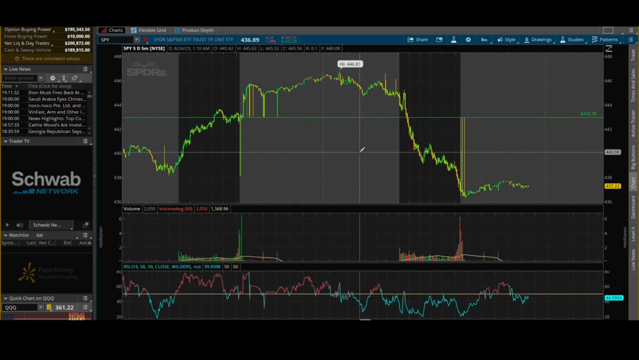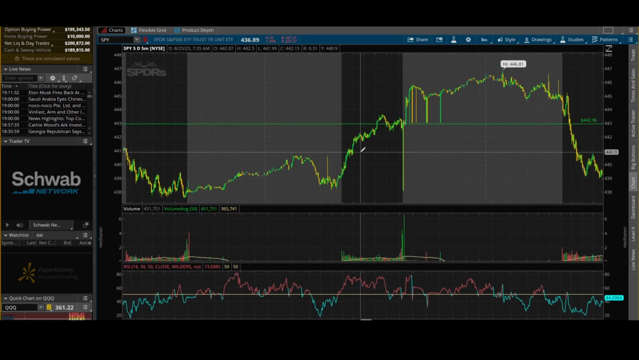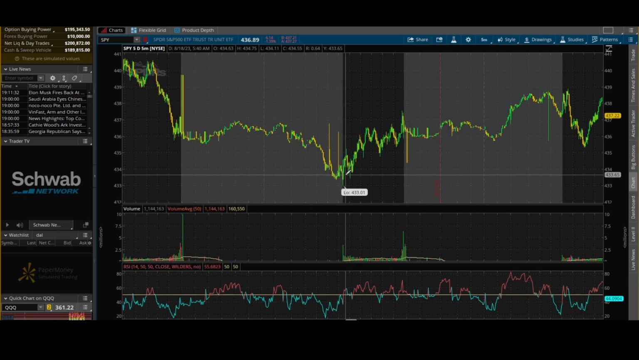The other way is for it to do the reverse. It could open low at 433, as you can see, and then it could reach where it closed the day before. It went from 433 to 436. This is one of the simplest ways to day trade as a beginner.